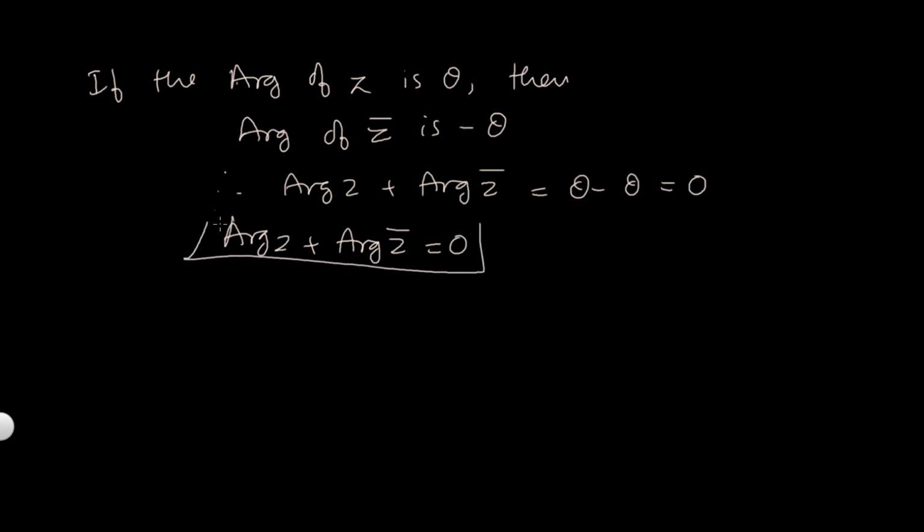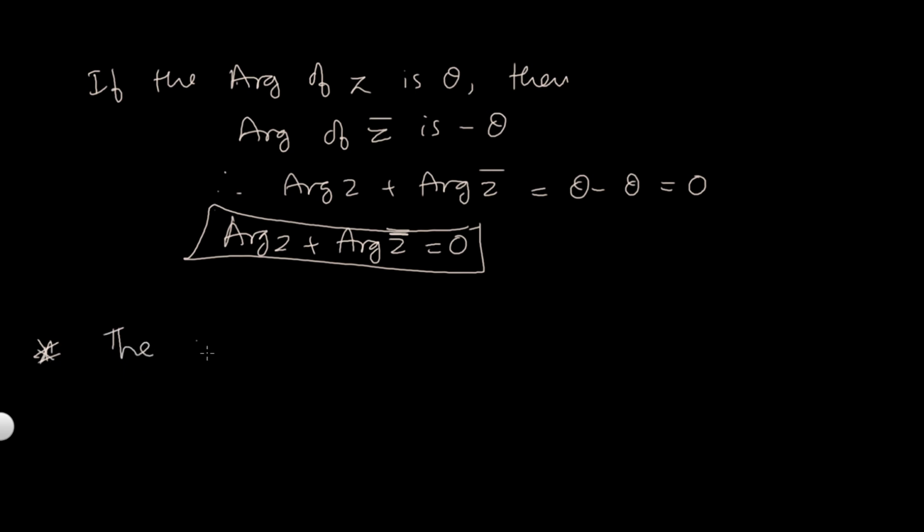This you have to remember, z bar. So argument of z plus argument of z bar is always 0. So that is the point. Next point. There are so many concepts in the lesson, so revise them many times.